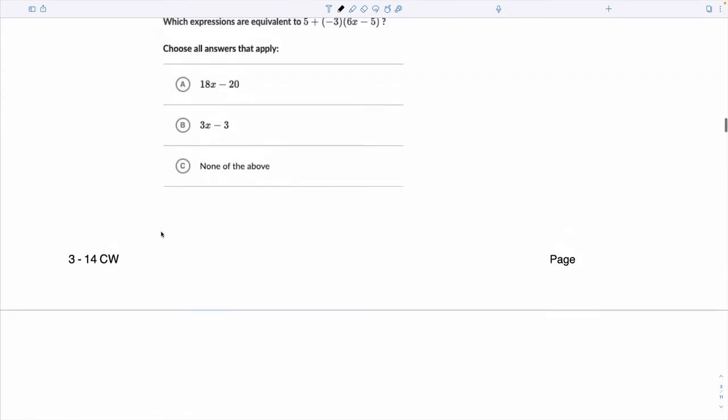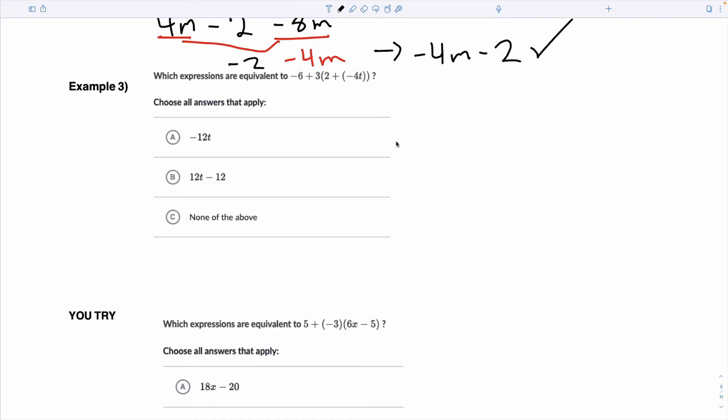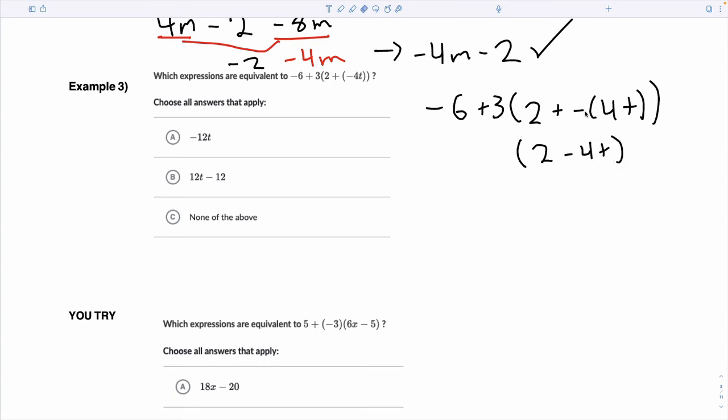Last one. Okay. I'm going to cold call again. Be ready to answer. This one has a lot of parentheses, and I'm going to clean up this first one for you because you haven't really seen a problem like this. If you have a 2 plus negative 4t in parentheses, I'm going to first clean this up and just make it 2 minus 4t. So the plus negative turns into just 2 minus 4t. 3 is outside, negative 6 is here.